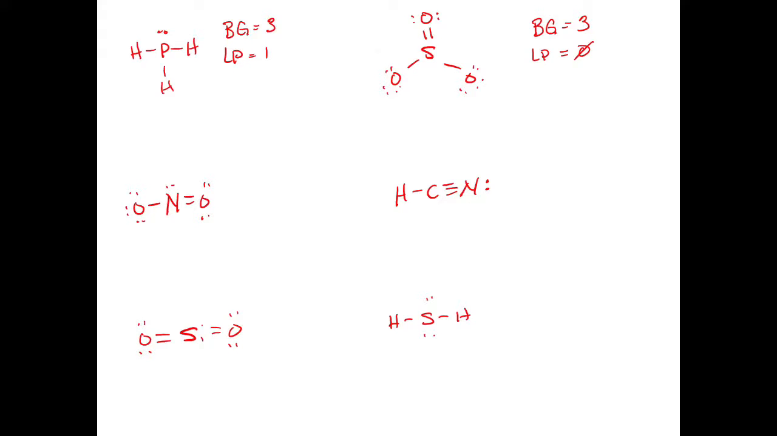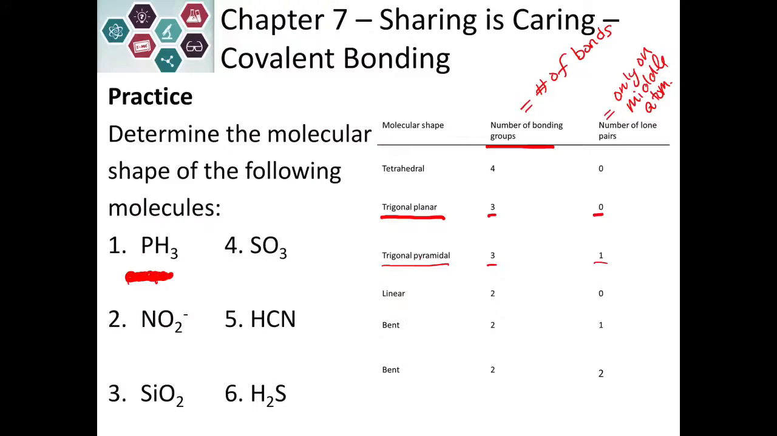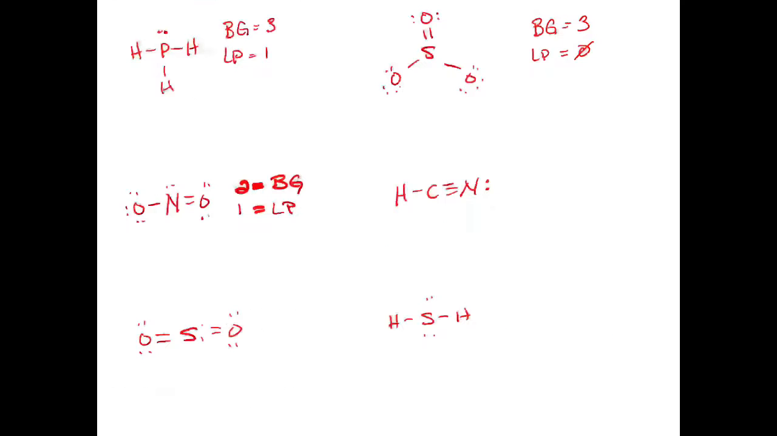NO2, we have 2 bonding groups, and we only have 1 lone pair that counts, only 1 on the middle atom. So 2 bonding groups and 1 lone pair is bent. So NO2 is going to have a bent molecular shape.